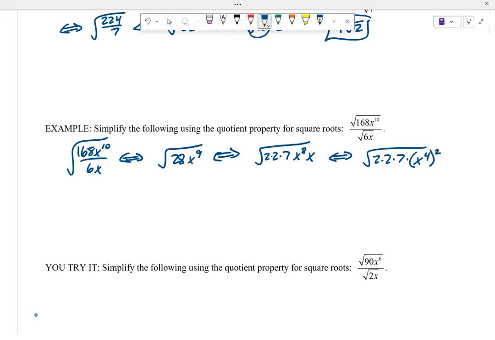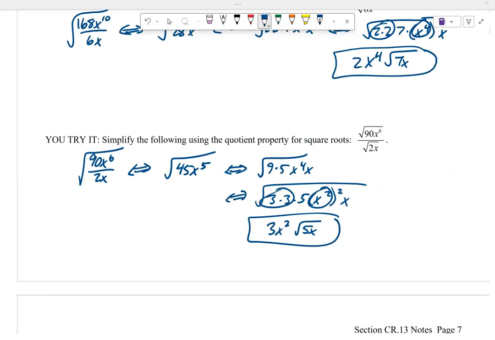x to the 4th squared is x to the 8th. So it looks like I have a 2 coming out. I have an x to the 4th coming out. And I'm just left with a 7x underneath. So 2x to the 4th square root of 7x. Check the work on that. 3x squared, square root of 5x.